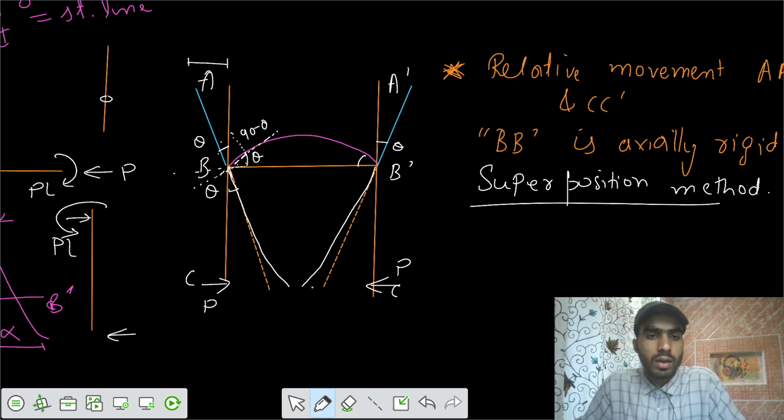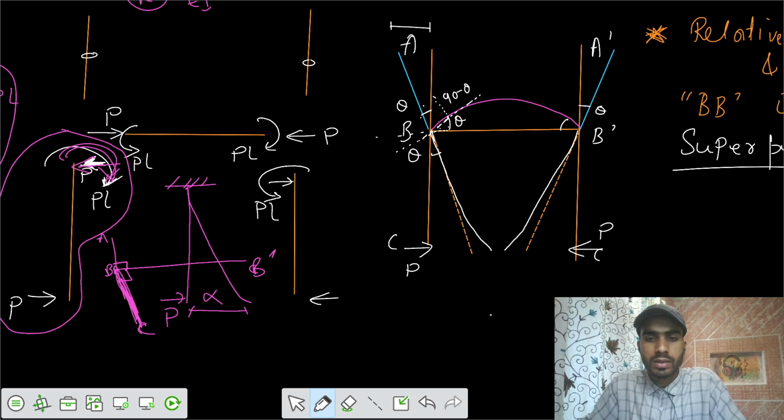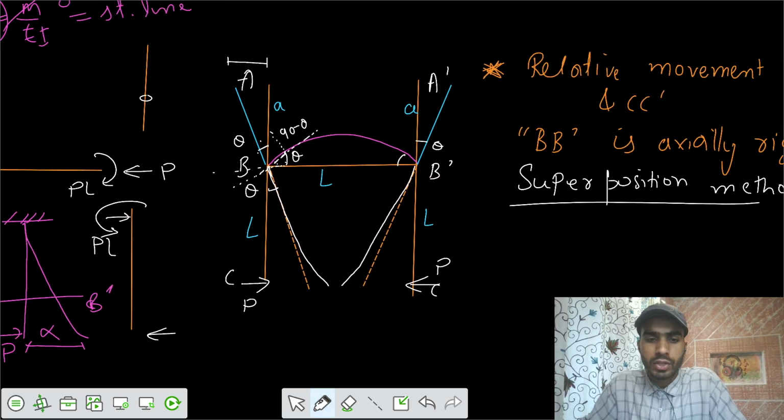So we can say that it has deflected. Let's say this length was L, this was also L, this was length L, this was length A, and this was length A. So we can say how much that point A has shifted outwards. We can say this has shifted by an amount of A into theta. Similarly, this part also shifted by an amount of A into theta.